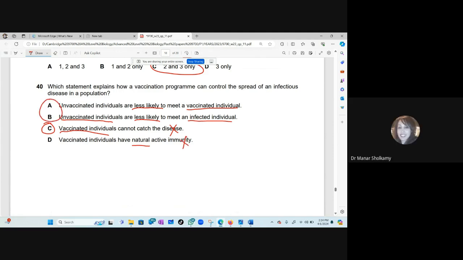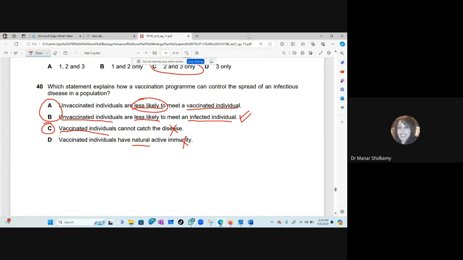A and B, to me, they're both not very nice. But what would be the best one? A or B? When all the population is vaccinated, everyone will be vaccinated. So is A correct? Unvaccinated individuals are less likely to meet a vaccinated individual? A is right or not? B. B, it's B.